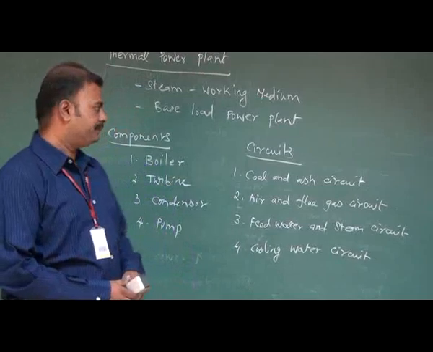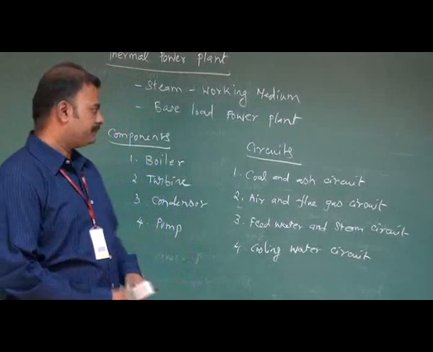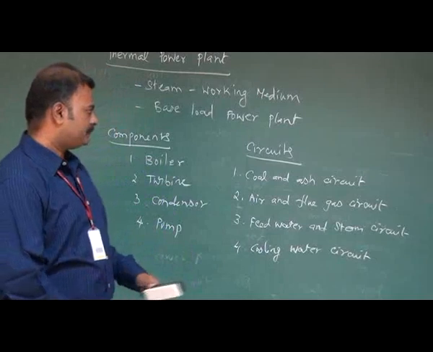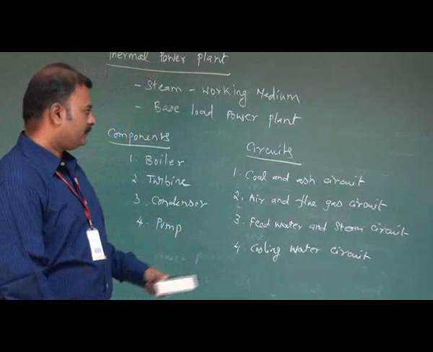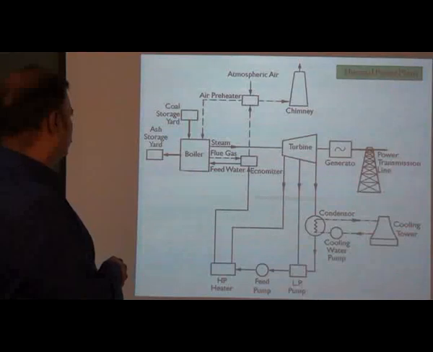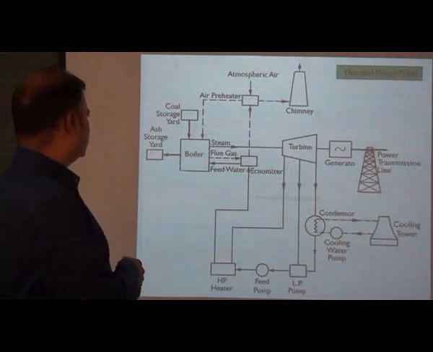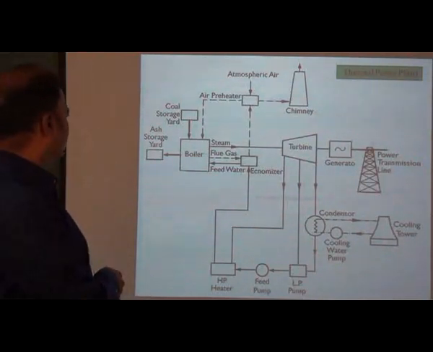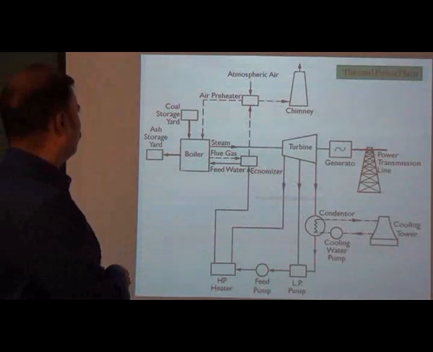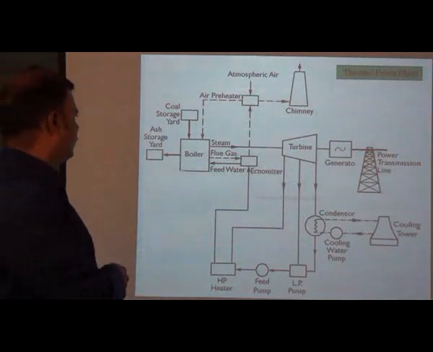Now let me see the layout of the thermal power plant. The first circuit is the coal and ash circuit. Coal is the fuel for the boiler. Here the boiler is a steam generator where steam is produced by heating the water. The coal is normally stored in a coal storage area. By using coal handling equipment like belt conveyor and elevator and other equipment, the coal is transported from the coal storage yard to the boiler.